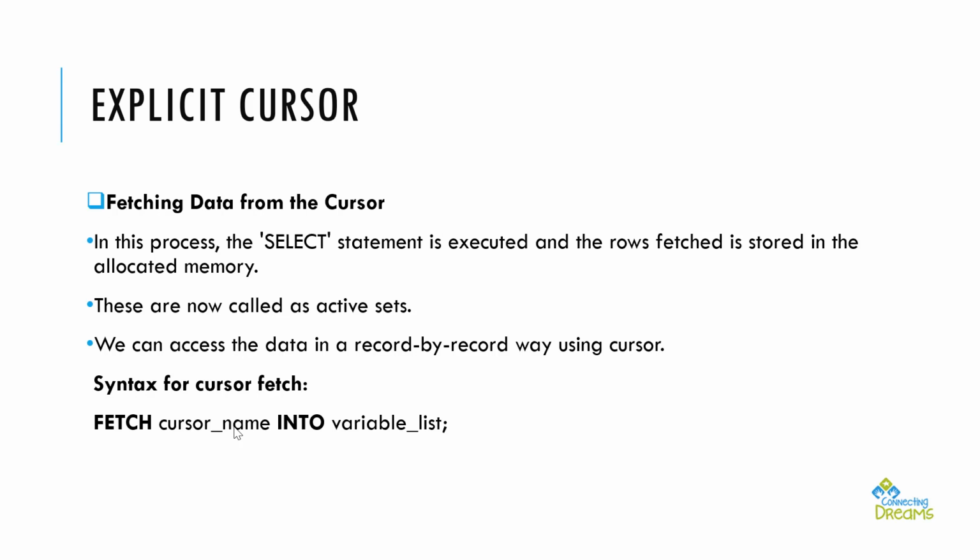Fetching data from the cursor. In this process, the select statement is executed and the rows fetched are stored in the allocated memory. These are now called active sets. Fetching data from the cursor is a record-level activity. That means we can access the data in a record-by-record way. Each fetch statement will fetch one active set and holds the information of that particular record.